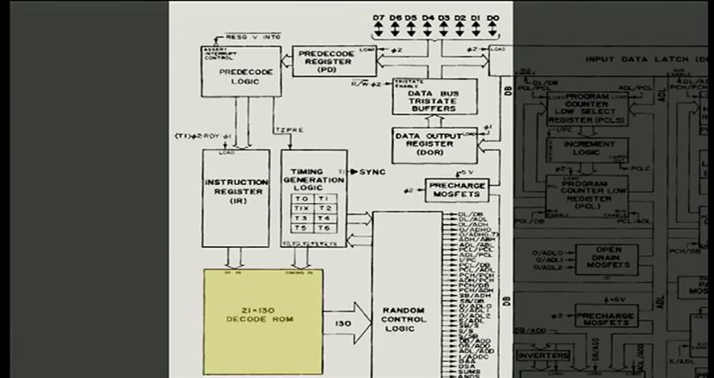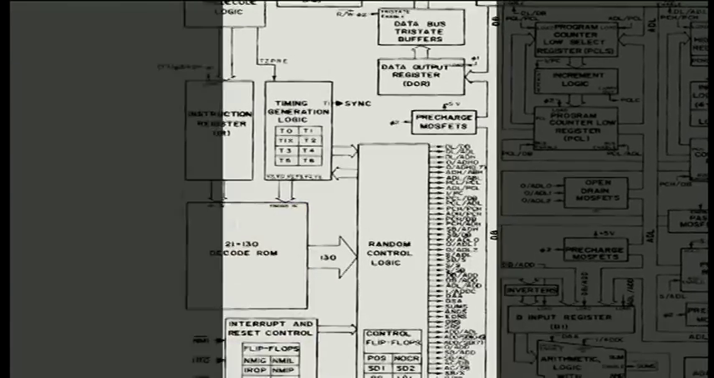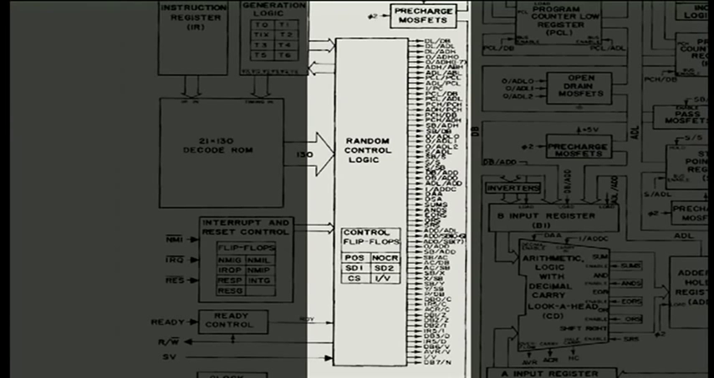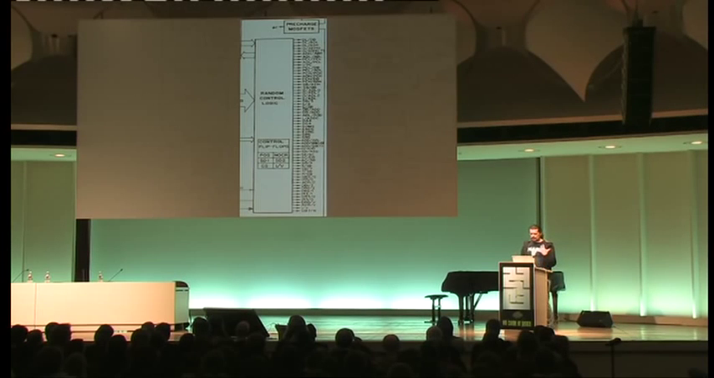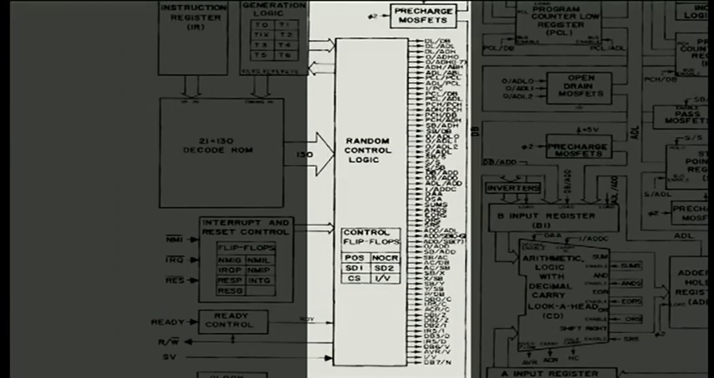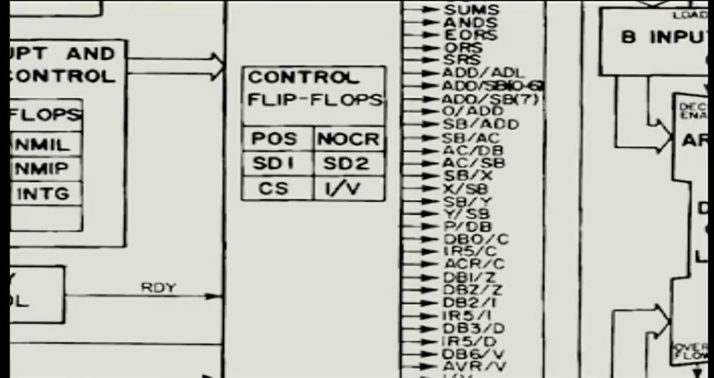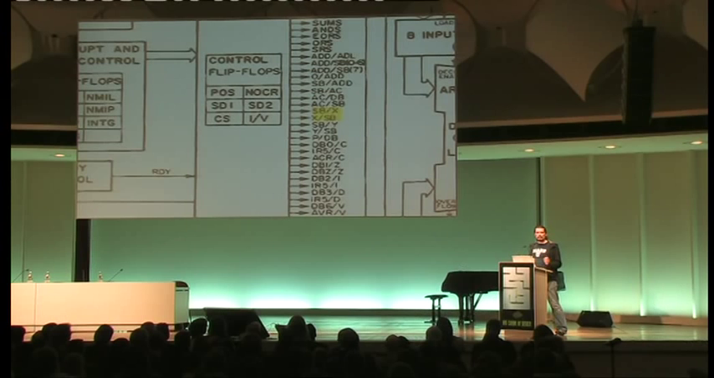So moving on from the decode ROM to random control logic. Decode ROM only does the front end for decoding, and random control logic is the back end for decoding. It takes as an input the 130 bits from the first stage. And what it outputs is, as you can see in this close-up, all control lines which go directly into some of the components, like the ALU or the buses. So this is very, very specific in controlling exactly what's going on.